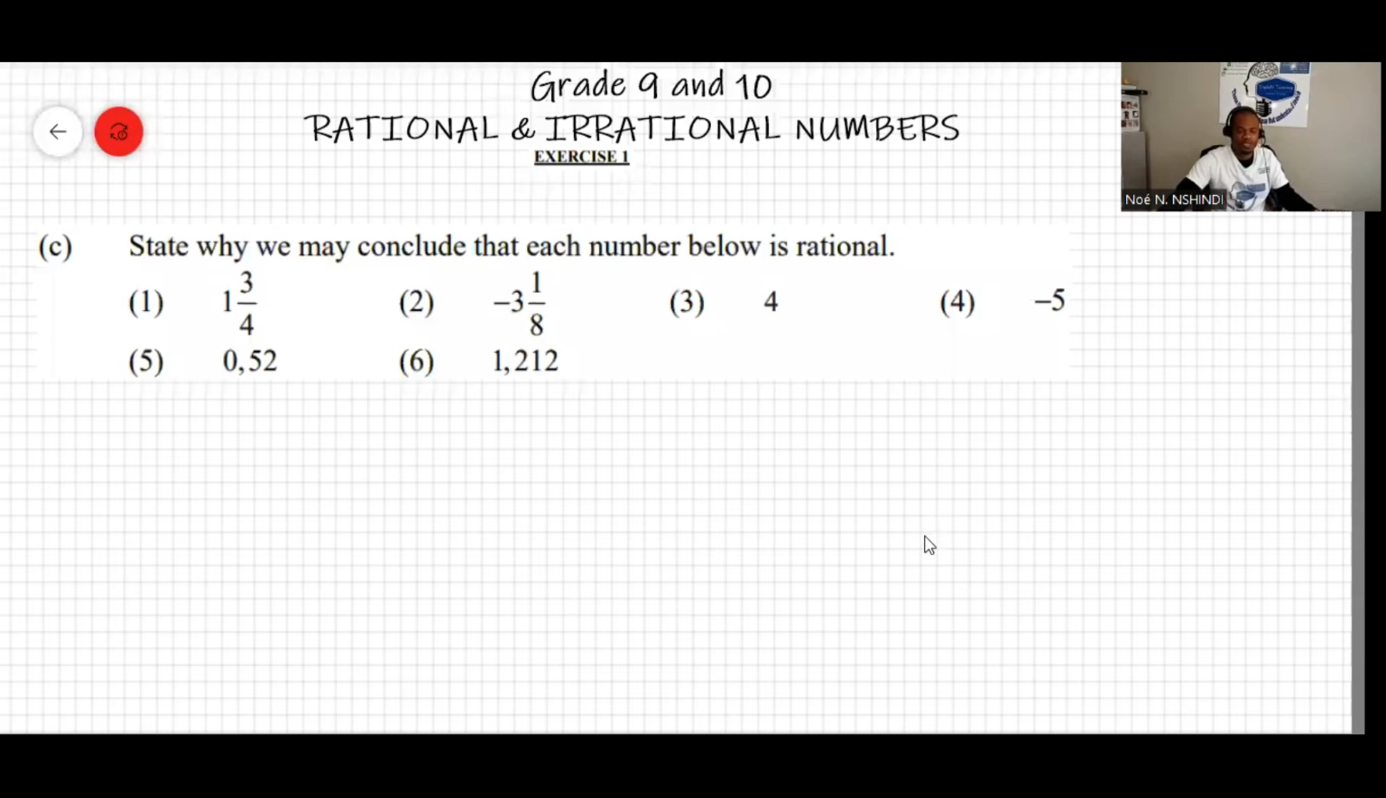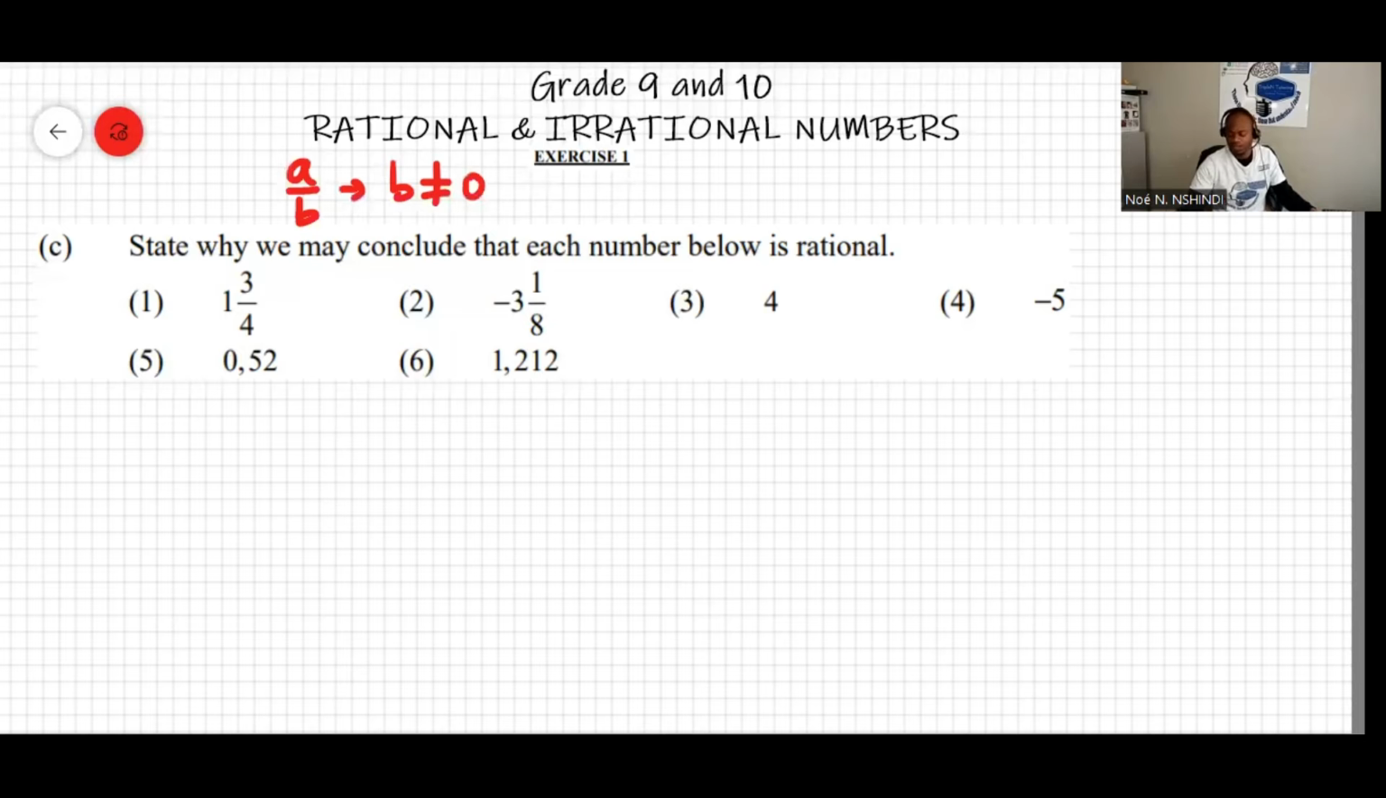Well, over here, the question says to state why we may conclude that each number below is rational. Okay, the question says they are already rational, but we need to say why they are rational. Remember what we were saying earlier, that rational numbers are any numbers that are of the form A over B. Note that B cannot be equal to 0. Otherwise, we're going to have division by 0, which is ruled out.